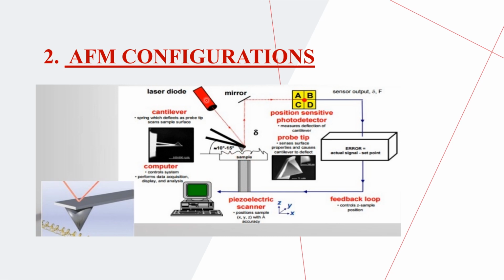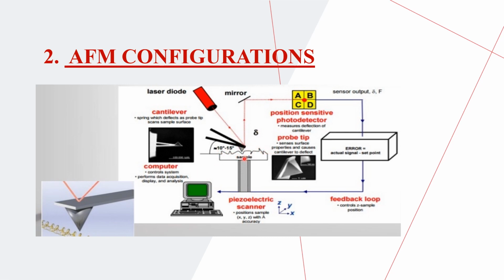Now this is the laser diode. With the help of this laser diode, a laser beam is sent to the cantilever tip, and the angle of reflection changes as the cantilever deflection changes. And how does this cantilever deflection change? As the roughness of the sample changes.